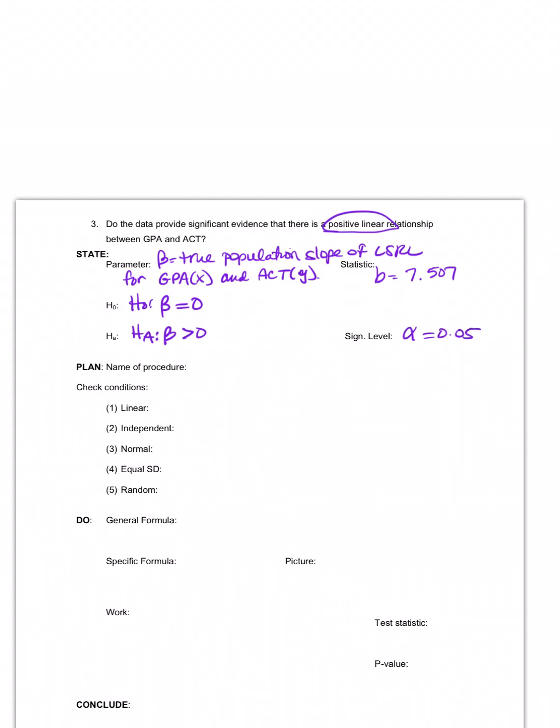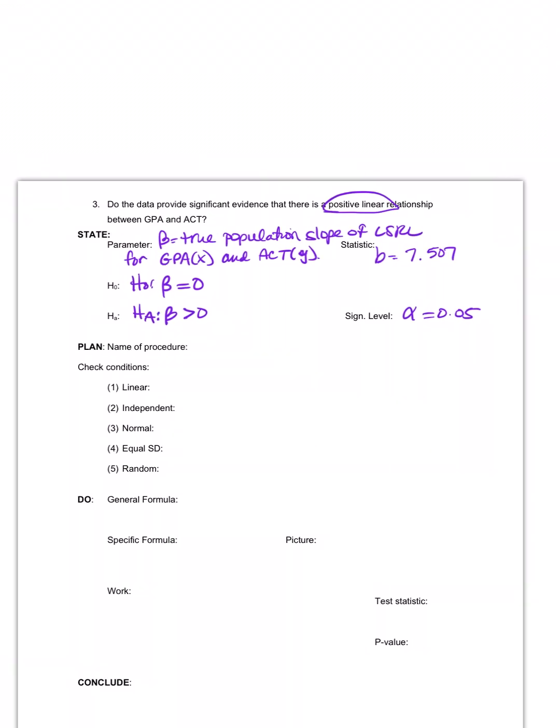Name the procedure. See if you can come up with this. It's a one-sample t-test for slope.